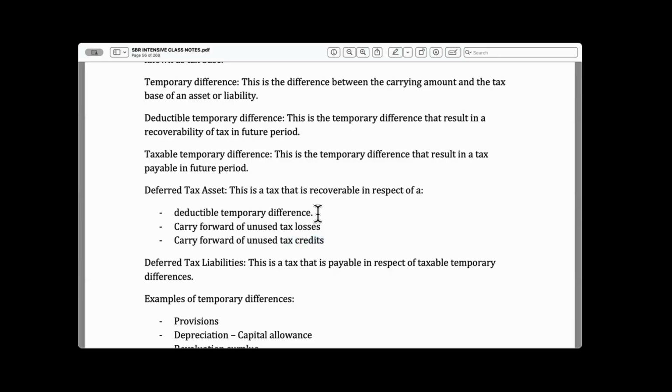Now, let me ask you a question. Share-based payments: is there any temporary difference that can arise from share-based payments? Can anyone speak to it?